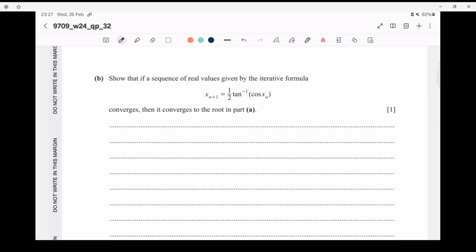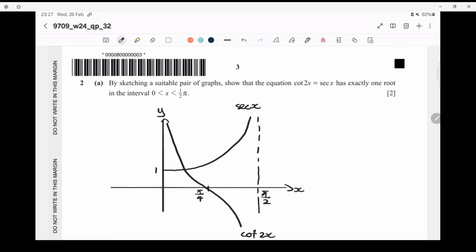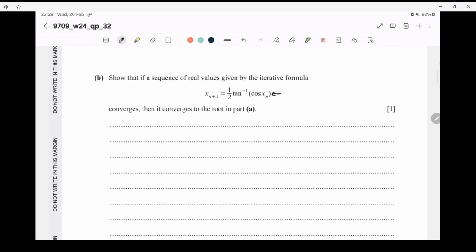Show that if a sequence given by the iterative formula converges, then it converges to the root in part A. This is just a 1 mark question. So basically what you need to show, you can either show from the equation going back to here, or you can do the other way around. So let's do the other way around. Cotangent 2x is secant x. Cotangent is 1 over tangent 2x.